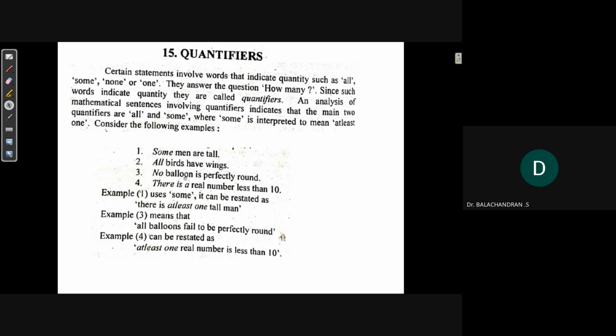Similarly, no balloon is perfectly round is the same as all balloons fail to be perfectly round. Next, there is a real number less than 10. Instead of there is a real number, you can say at least one real number less than 10. So in example 4, these statements are equivalent.